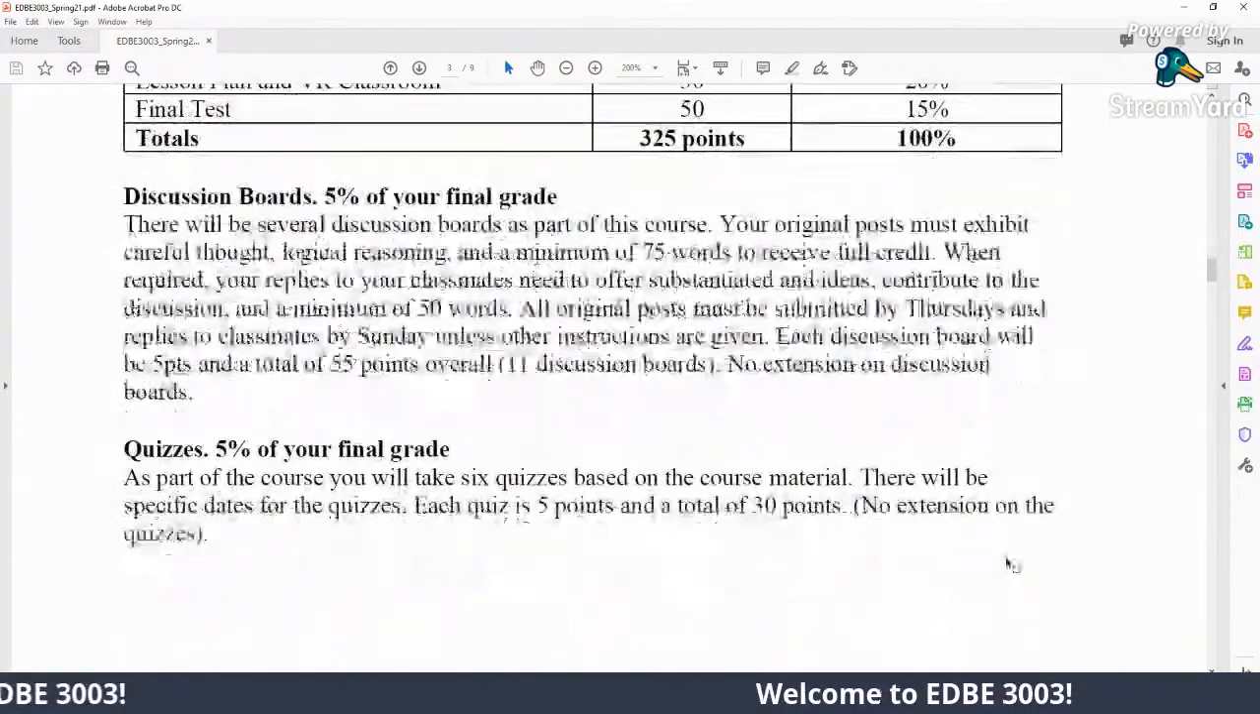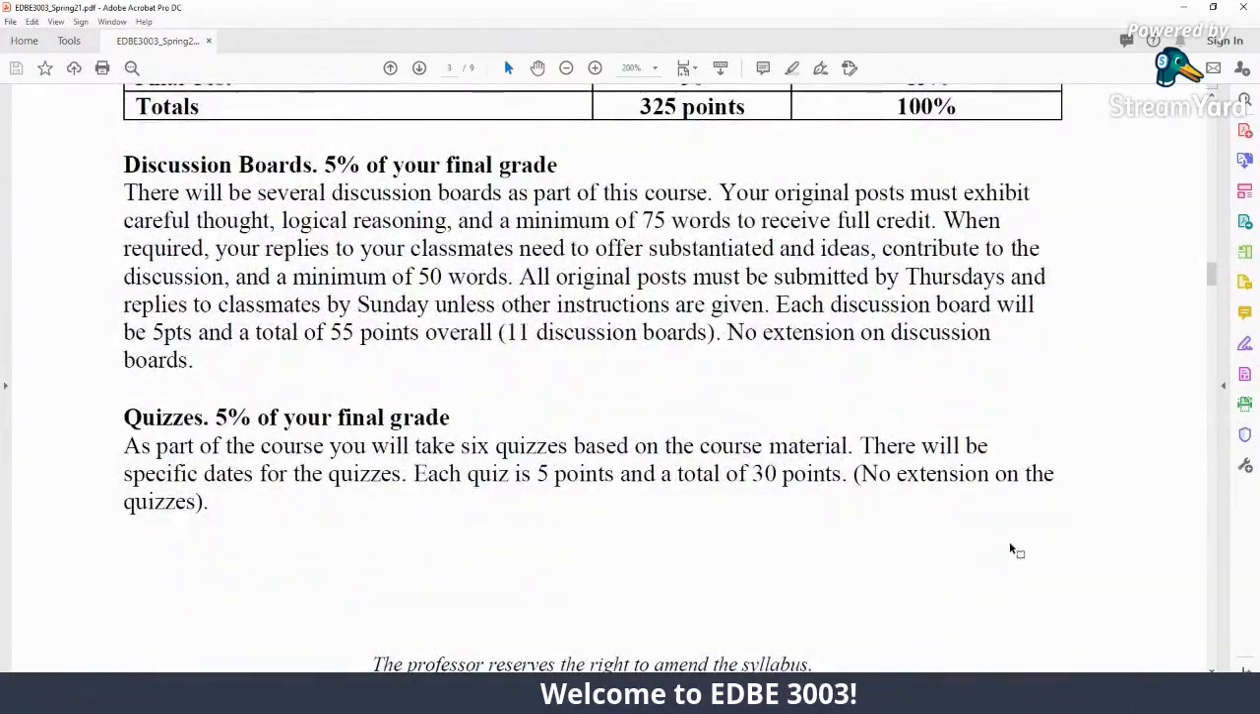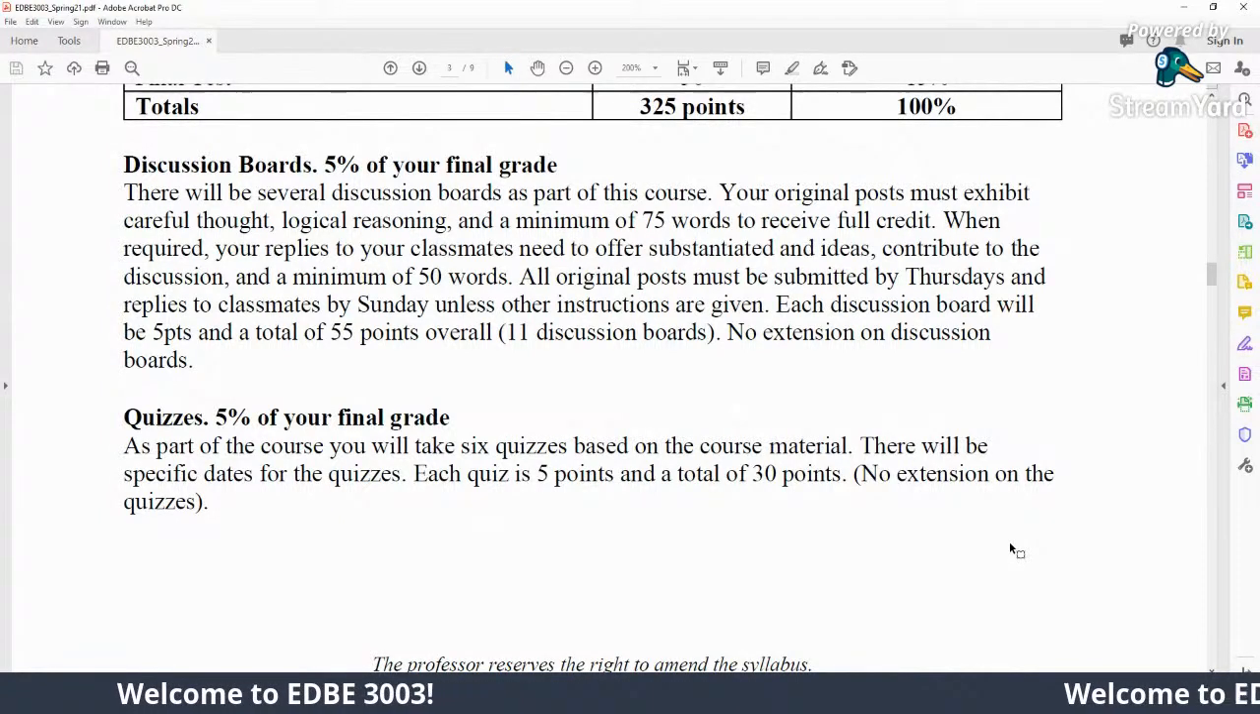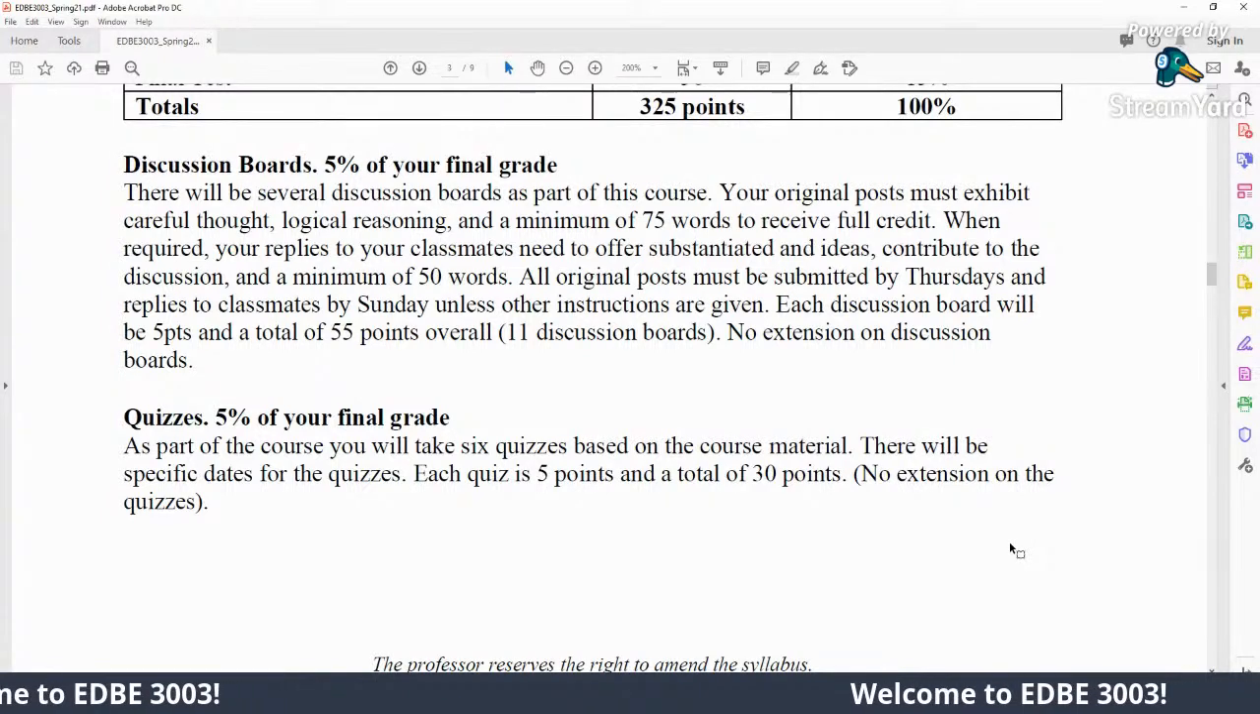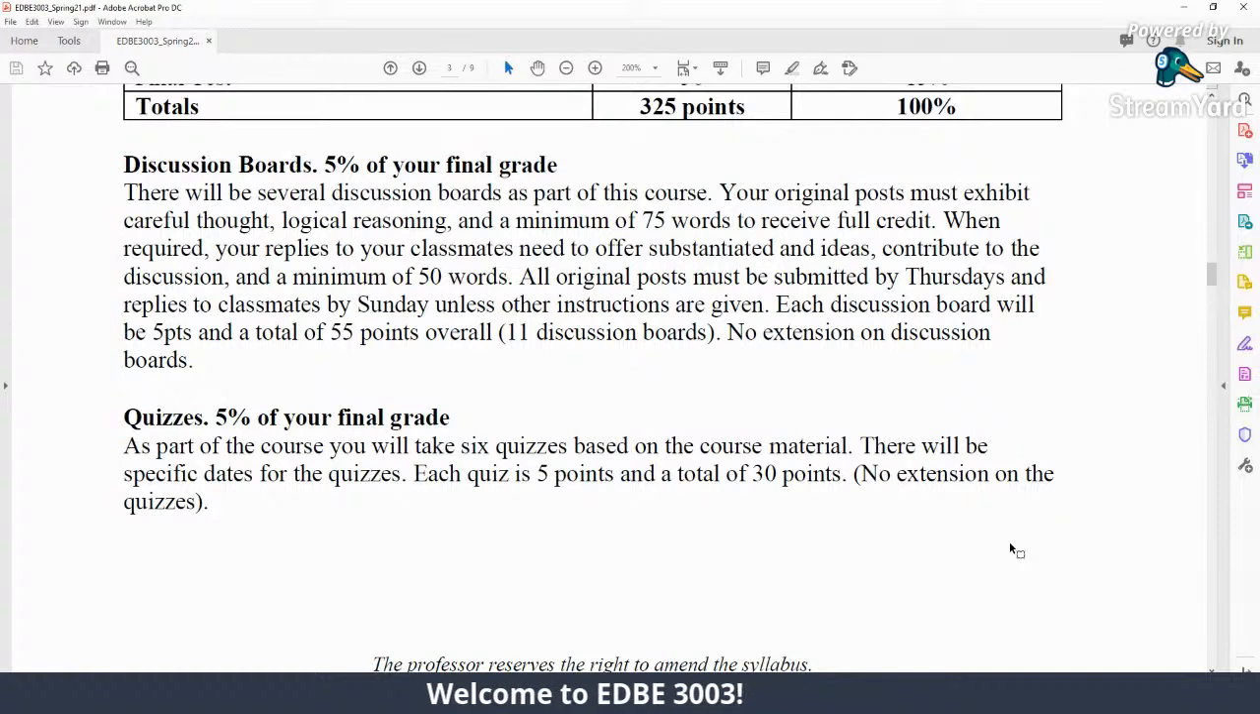Let's go to the discussion boards real quick. So there will be several discussion boards as part of the course. Your original post must exhibit careful thought, logical reasoning, and a minimum of 75 words to receive full credit.